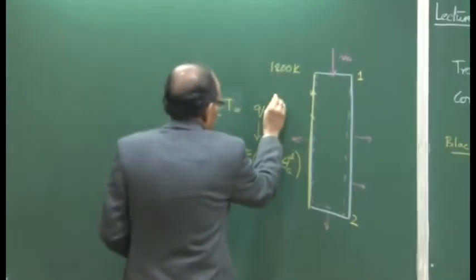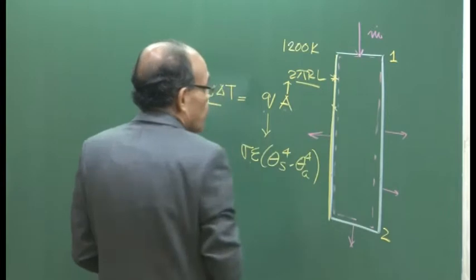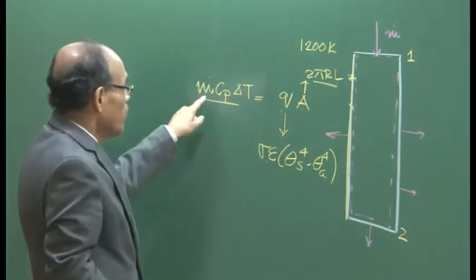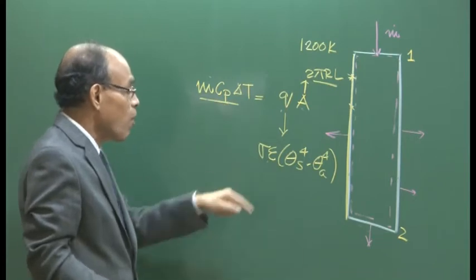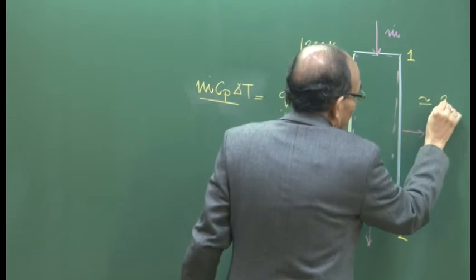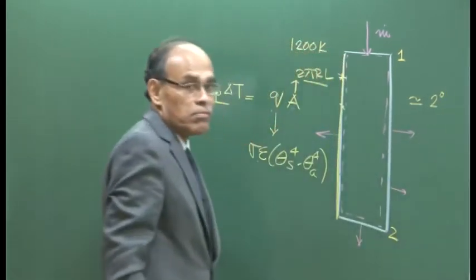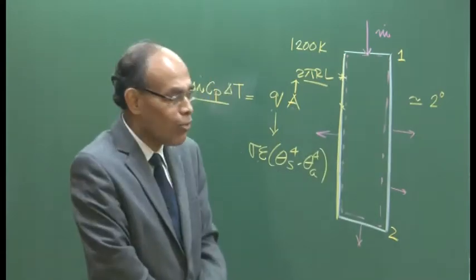So, if you take A equal to 2 pi R L, where R is the external radius of the shroud and L is the length of the shroud, if you know the mass flow rate, if you know the specific heat, you should be able to calculate the delta T drop, and one can do this simple analysis to find out that the drop in molten metal temperature from shroud tip is approximately of the order of 2 degrees or so.